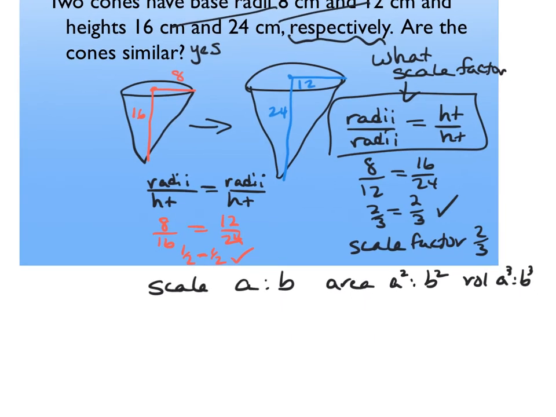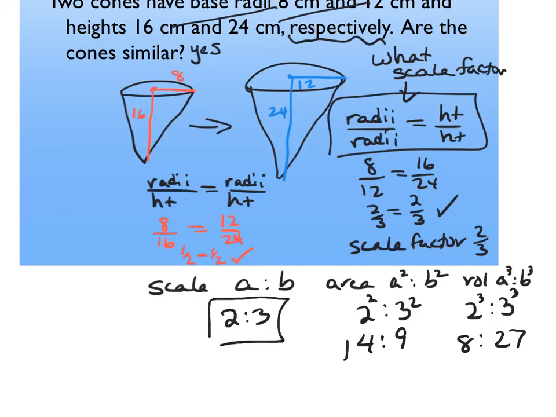So the scale factor is 2 to 3. My area scale factor is going to be 2 squared to 3 squared. My volume would be 8 to 27. I believe we had questions like this when we did the similar triangles. I know this gave some people a little difficulty. So just remember the theorem. If you know the scale factor, then you can find the area by squaring that scale factor, and the same with the volume.